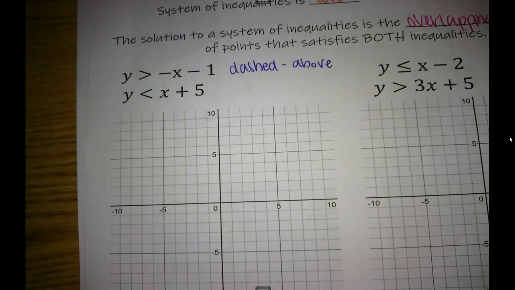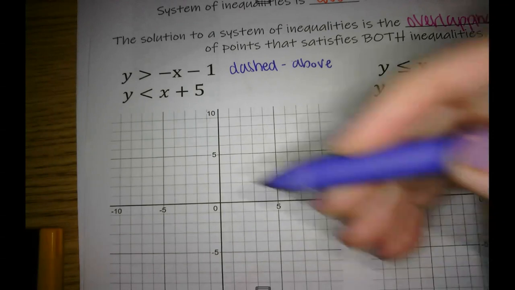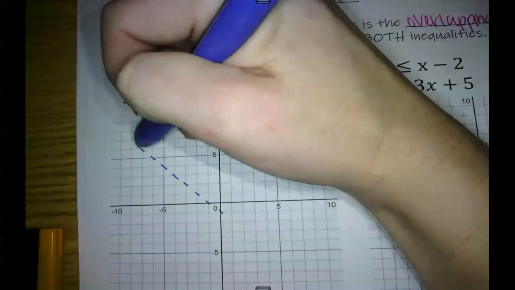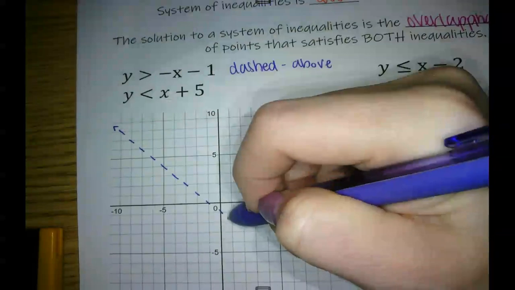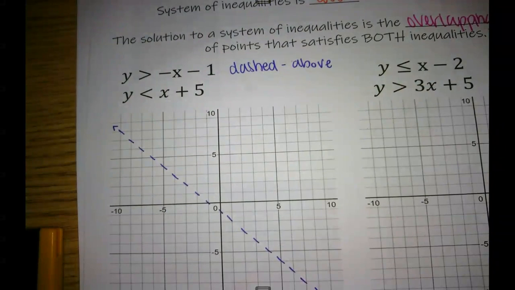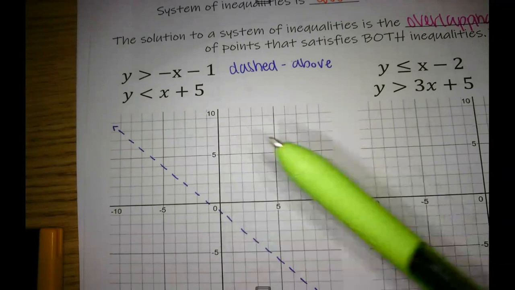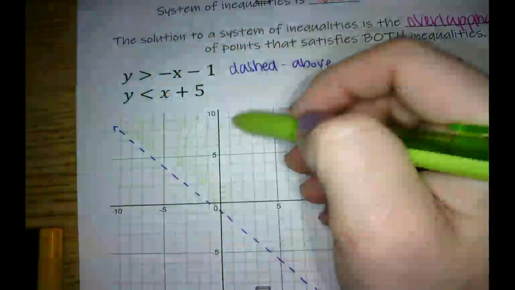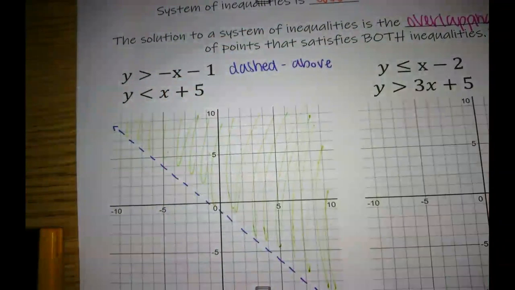We've got minus x minus 1. So we are going minus 1 right here. We are at a dashed line. Okay, and we are shading that one. Let's shade it with my light green. We are shading that above the line. Remember, when our lines look this way, the above is this part. So this would be my shading here.